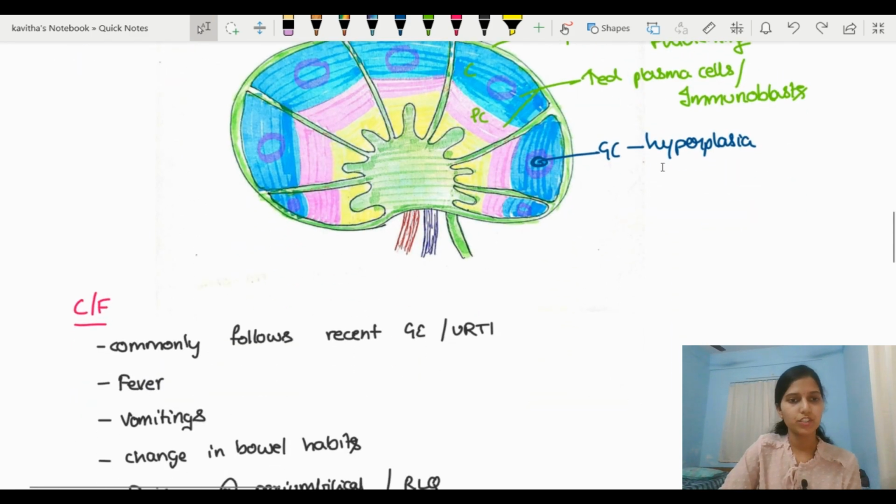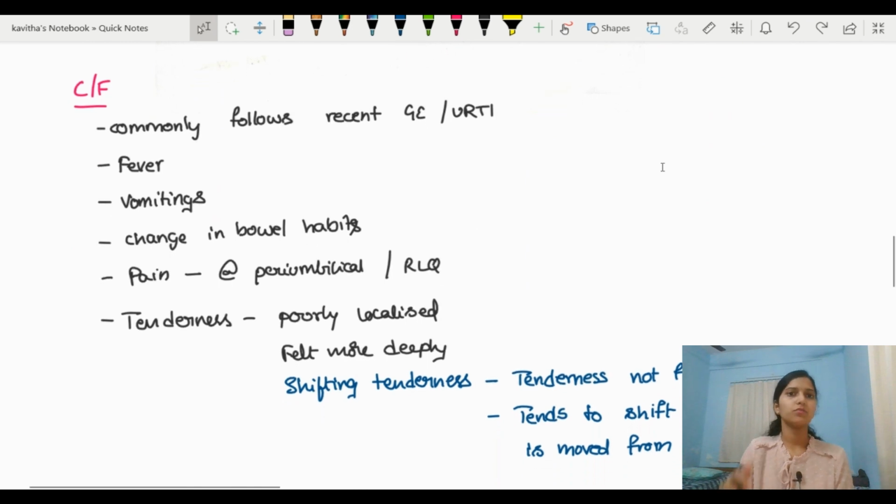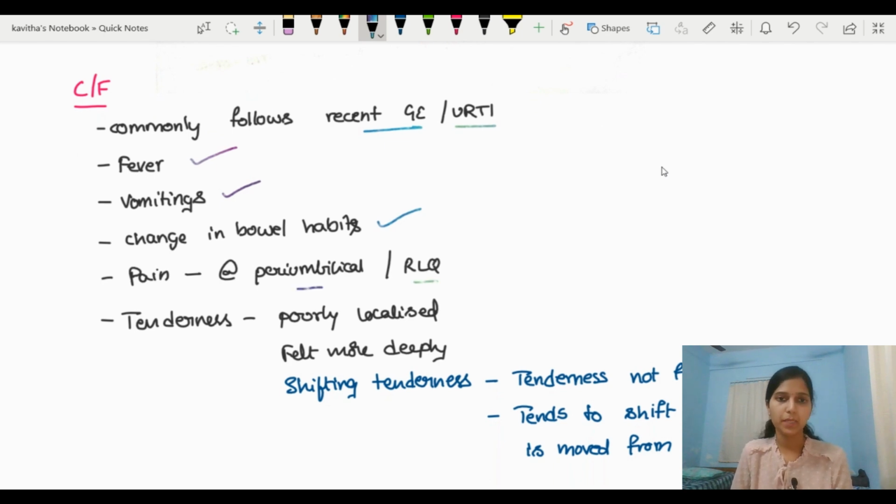Coming to clinical features, it commonly follows a recent attack of gastroenteritis or upper respiratory tract infections. There will be fever, vomiting, change in bowel habits, and pain at the right lower quadrant or even at the periumbilical region, and tenderness. This is important because it is poorly localized, felt more deeply, that is, on deep palpation.